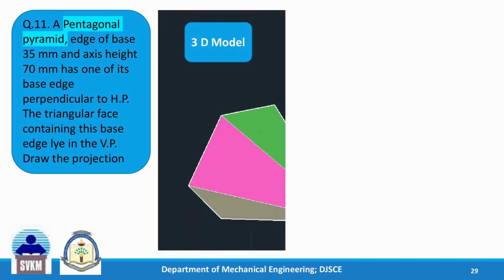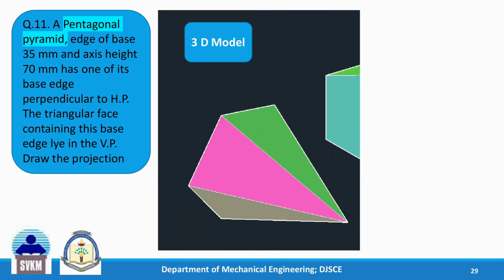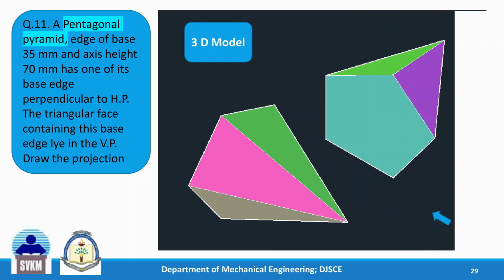Just see this object. First step we are going to keep it on VP. We are observing it from this side. So in the front view you will see the pentagon with one of the edges perpendicular to XY. And in the second step we are going to tilt it so that the triangular face will lie on VP. Okay, we will tilt it so that this triangular face which is there will lie on VP.